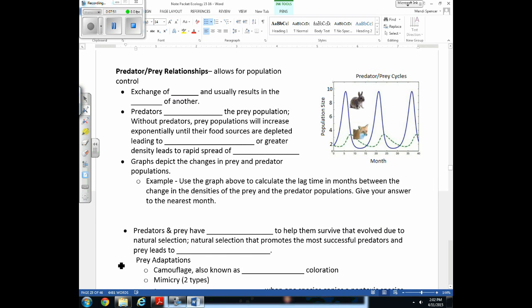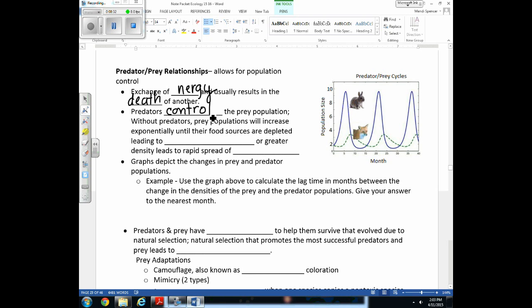Going into our second type of relationship, because remember we're going through different types of relationships in ecosystems. We have predator-prey, we have competitive, and we have symbiotic relationships. So let's talk about the predator-prey. So in a predator-prey relationship, we see the exchange of energy. And in order for it to be predator-prey, it usually ends up in the death of the prey. Those predators are controlling that prey population, and that's a good thing.